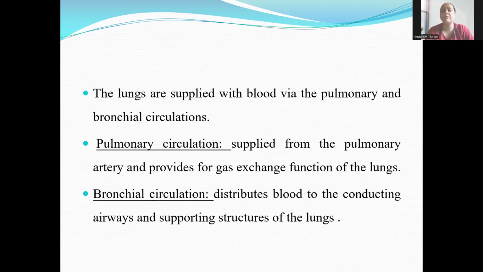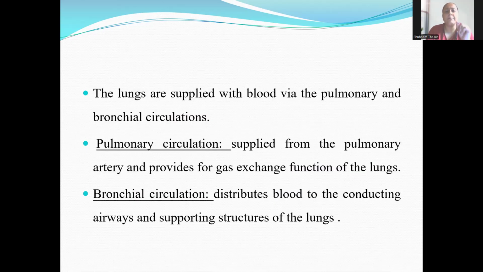Then second, what is the physiology? What are the functions of the lungs? Lungs are supplied with blood with the help of the pulmonary circulation and the bronchial circulation. First is pulmonary circulation. Pulmonary circulation is helpful in the exchange of gases. And bronchial circulation is helpful for the nourishment of the lungs. The bronchial circulation provides systemic nourishment of the lungs.